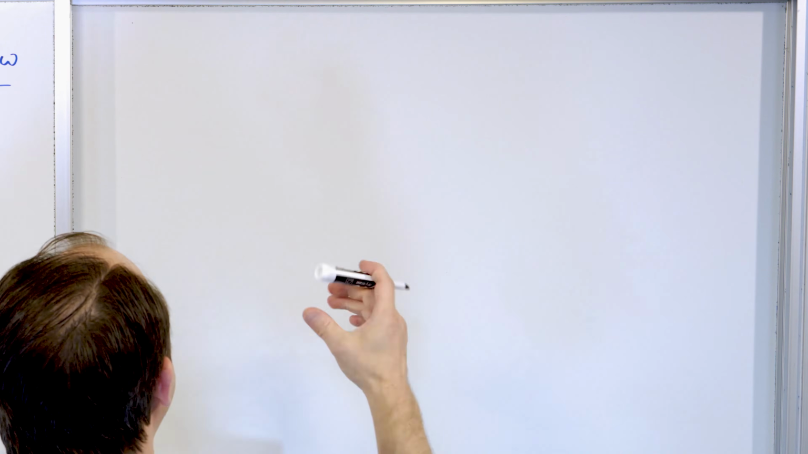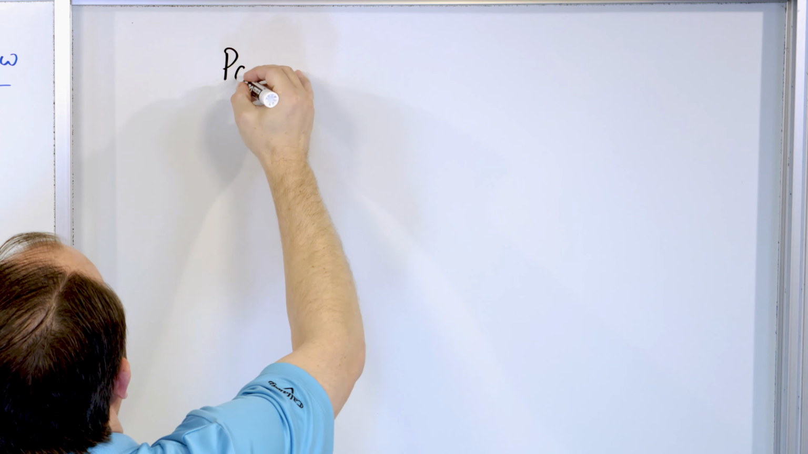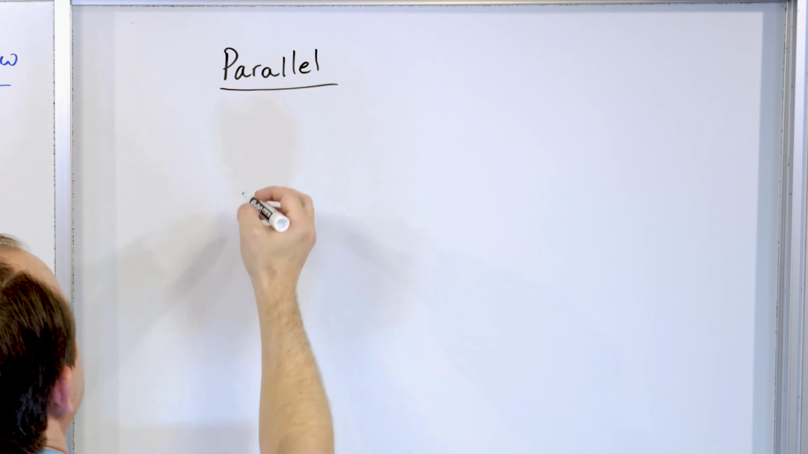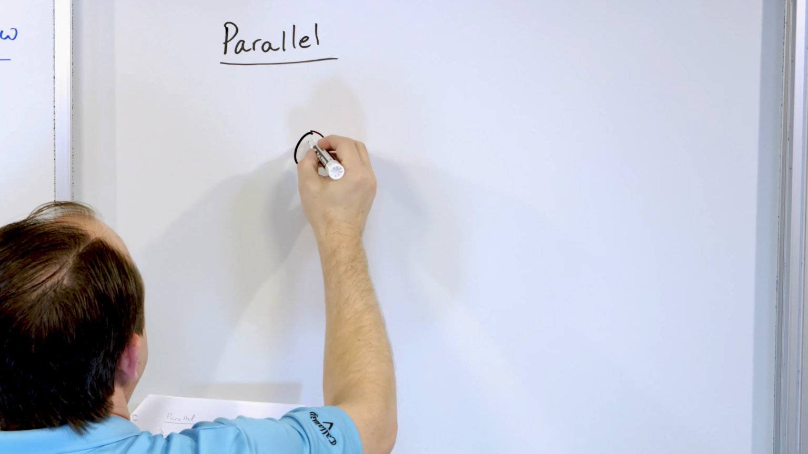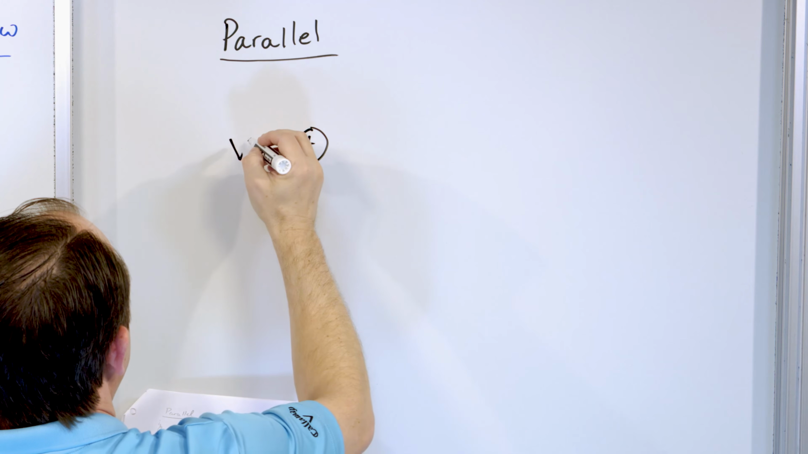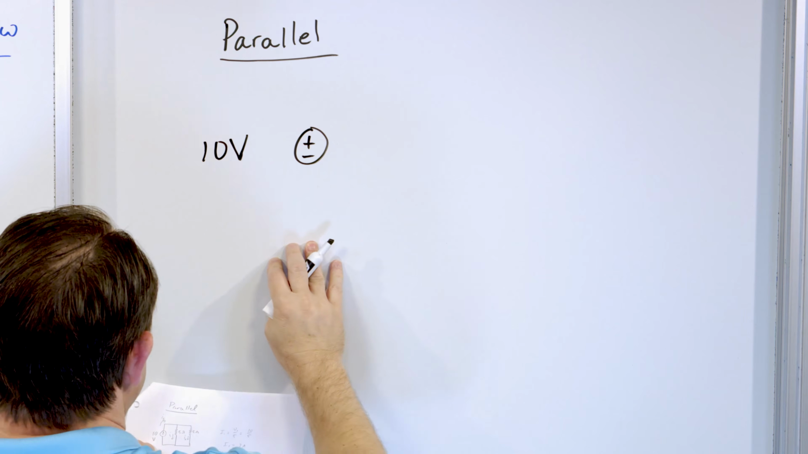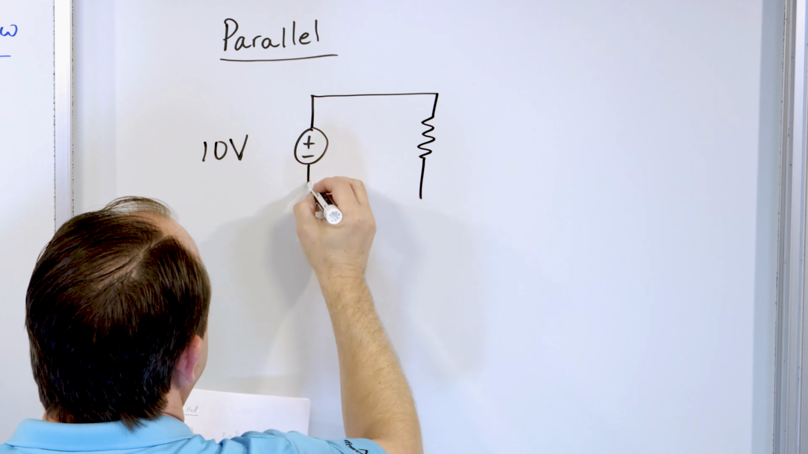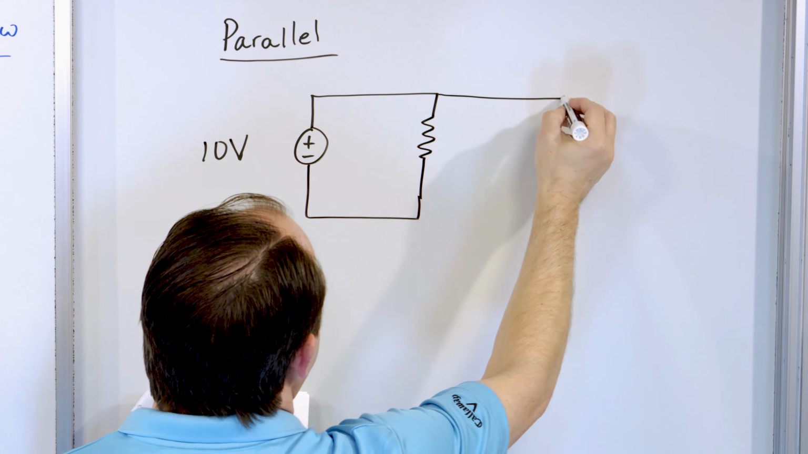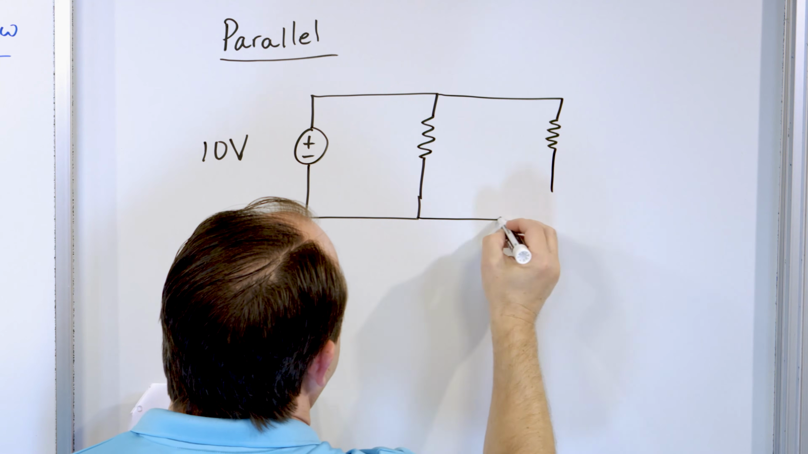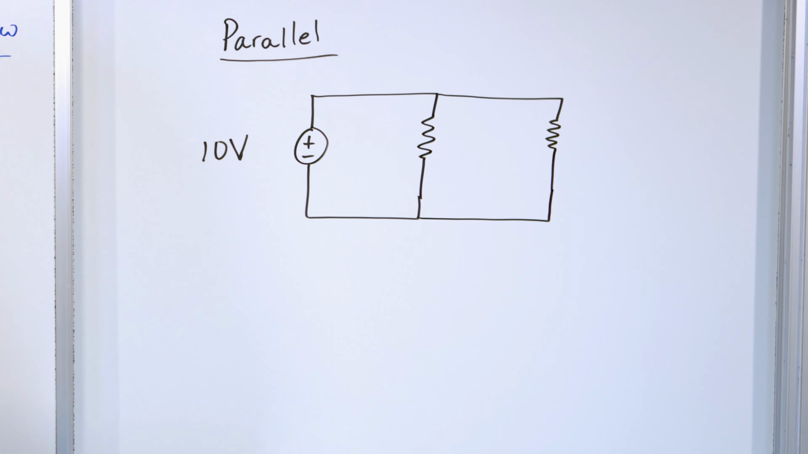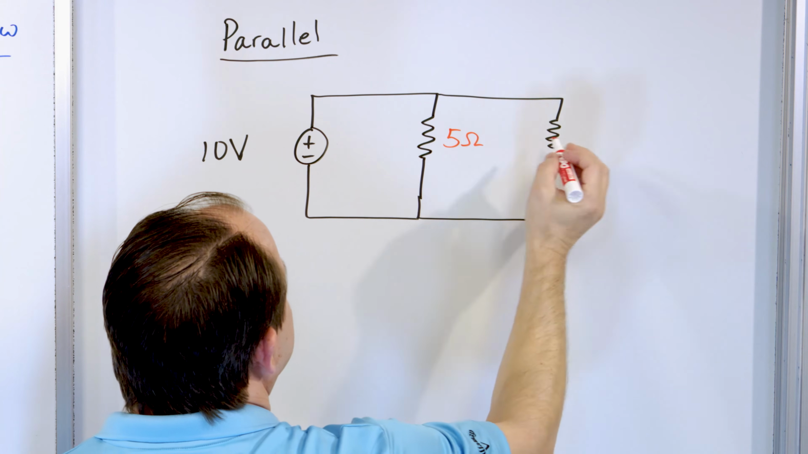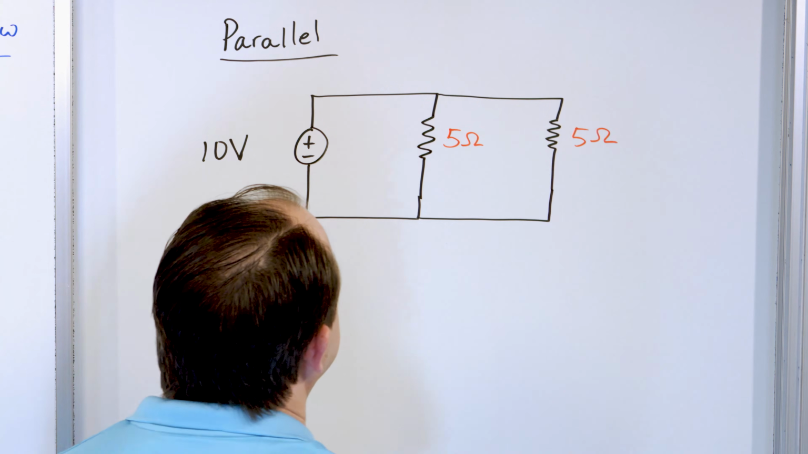Now let's do the same exercise with a parallel circuit. Just take a quick example to give you a little bit more comfort in knowing what you're talking about. Here is a voltage source. We're going to call it 10 volts, same as before. And here, instead of in series, we have a resistor in parallel, and then we have another resistor in parallel. That's what we have. Now, what resistances do we have? Just to keep it consistent, let's say this is a 5 ohm resistance, and this is a 5 ohm resistance.